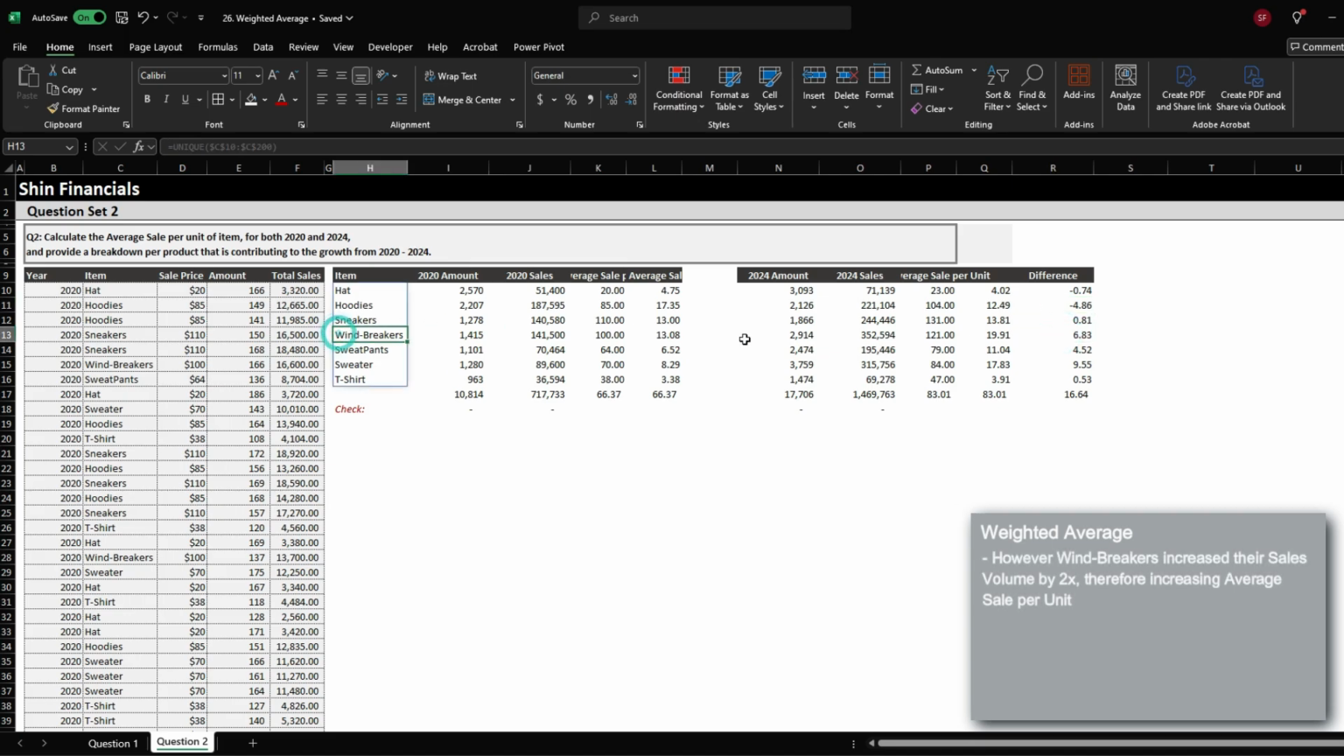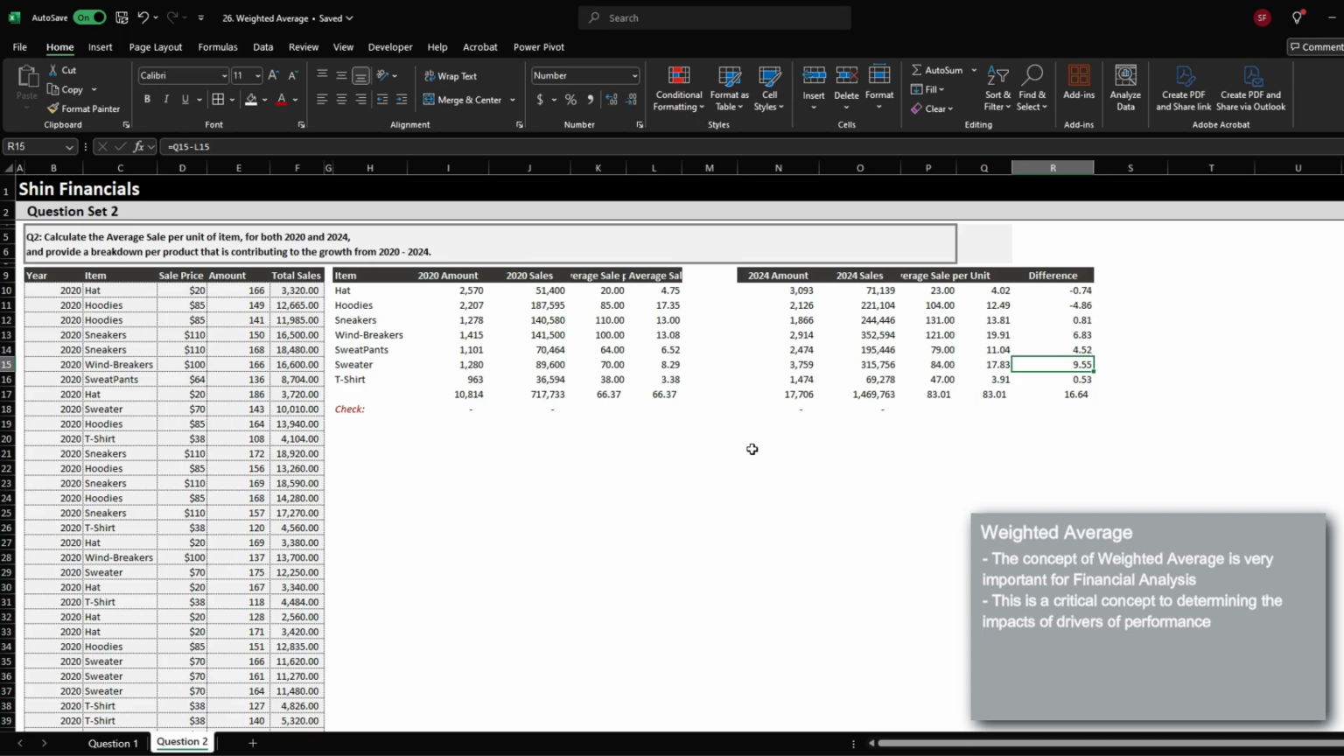However, for windbreakers, we greatly exceeded what we sold in 2020. We sold about 1,400, whereas in 2024, we sold almost 2,900, which is almost double. So you'll notice that it is contributing a lot to the growth in average sale per unit. The concept of weighting in financial analysis is very common because they don't really care about just the average, they need to know exactly which components are driving the growth in revenue.